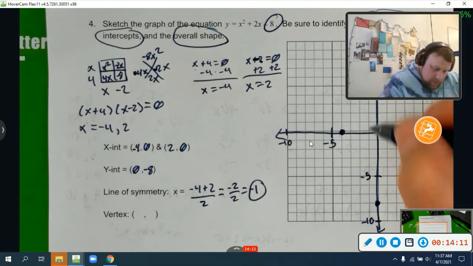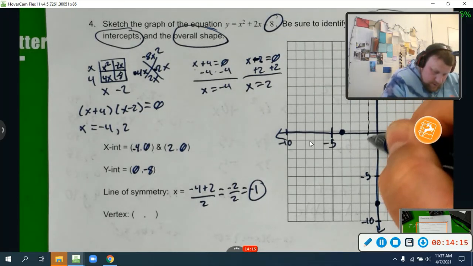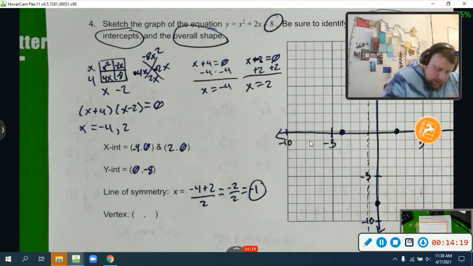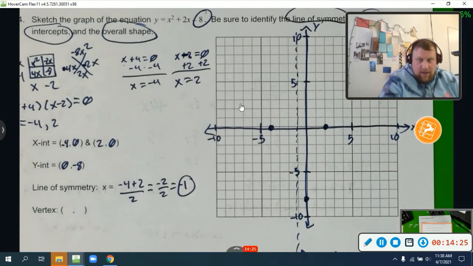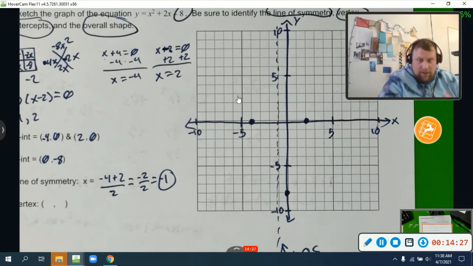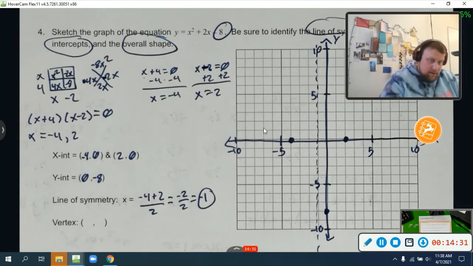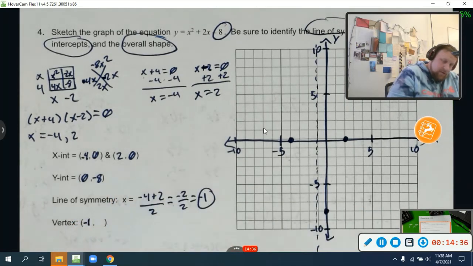So I know at x equals negative 1, I'm going to just do this little dotted line. I always do line of symmetry with a dotted line. That is the LOS. When it says to identify the line of symmetry, you need to draw it and you need to label it. Okay? That's also the x value of my vertex.